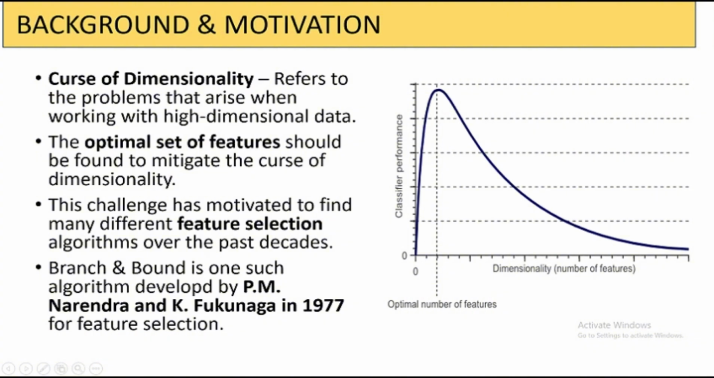So up to a certain number of features, the accuracy of the classifier can be increased, but then there is a threshold after which the performance starts to decrease. Because of this, the optimal set of features has to be found to mitigate the curse of dimensionality. This challenge has motivated many different feature selection algorithms over the past decades. Branch and bound is one such algorithm, developed by Narendra and Fukunaga in 1977 for feature selection.